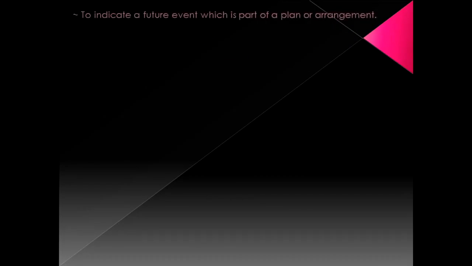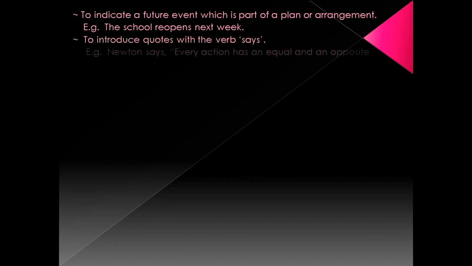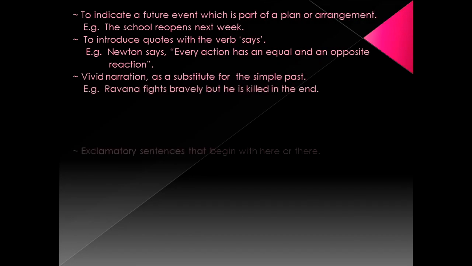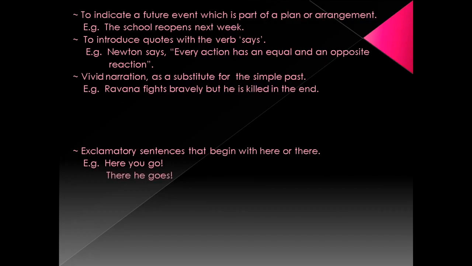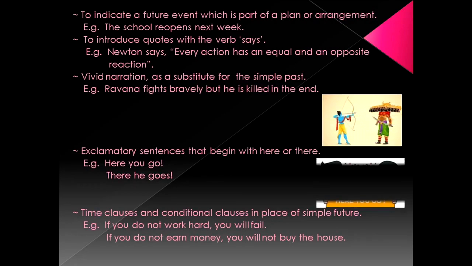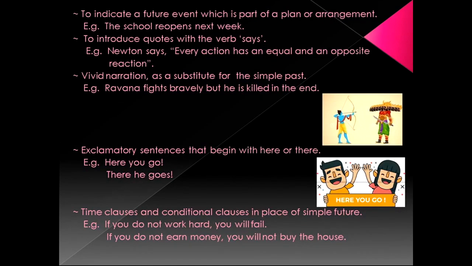To indicate a future event which is a part of a plan or arrangement. Now, suppose we have planned an event or action to be done in the future, but that planning has been made in the present time, then there we will be using the simple present tense. For example, the school reopens next week. That means if any school has decided that next week we are going to reopen our school, then the planning will be made in the present time. So here you can see that the verb opens is in the simple present tense.